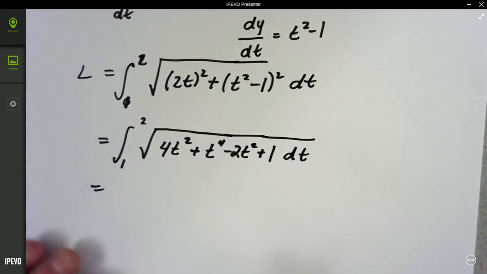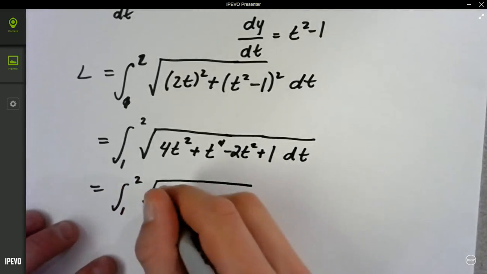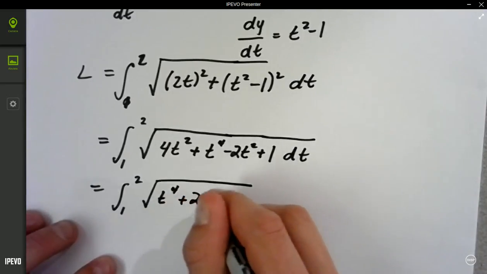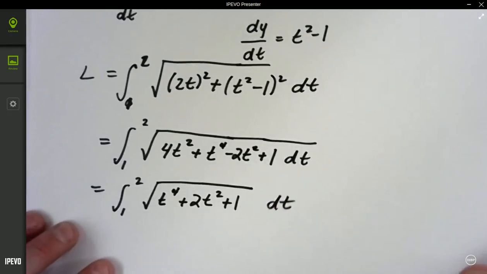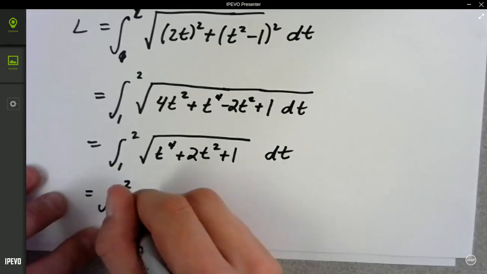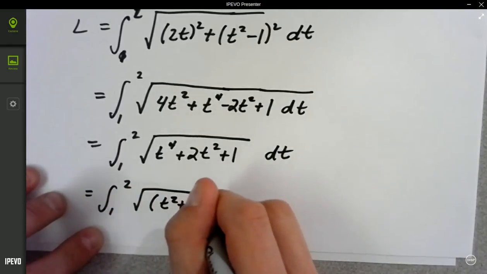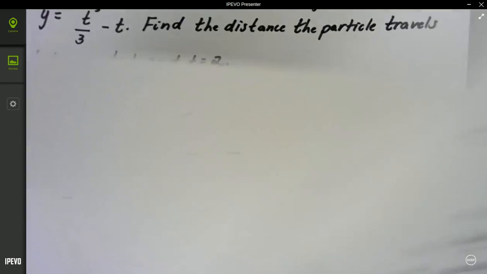Okay, we can simplify that even more. So from 1 to 2, you get t to the 4th, 4t squared minus 2t squared is plus 2t squared, plus 1 dt. You get this beautiful perfect square underneath. So from 1 to 2 of the square root of (t squared plus 1) squared.